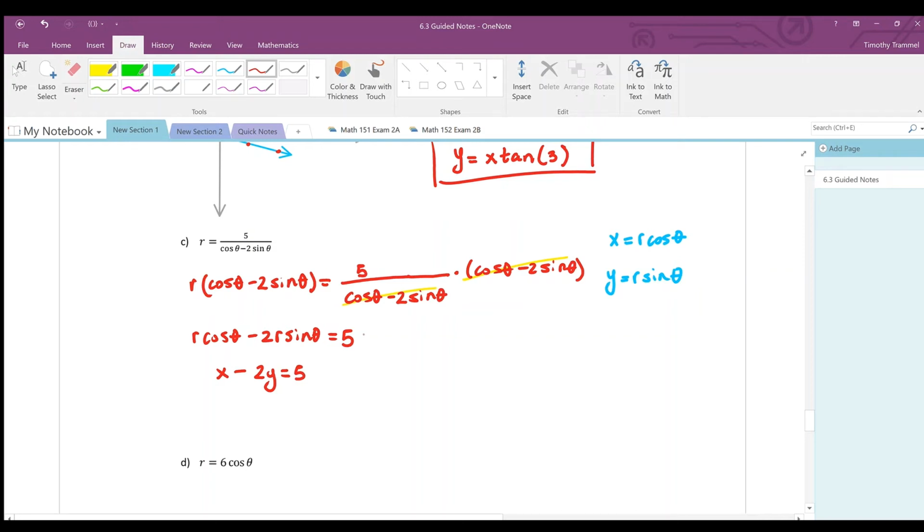And if we wanted to go one step further, we could just solve it for y. Let's go ahead and subtract by x on each side, and then finally divide by minus 2. And so that leaves us with y is equal to minus 5/2 plus x over 2, or 1/2 x.